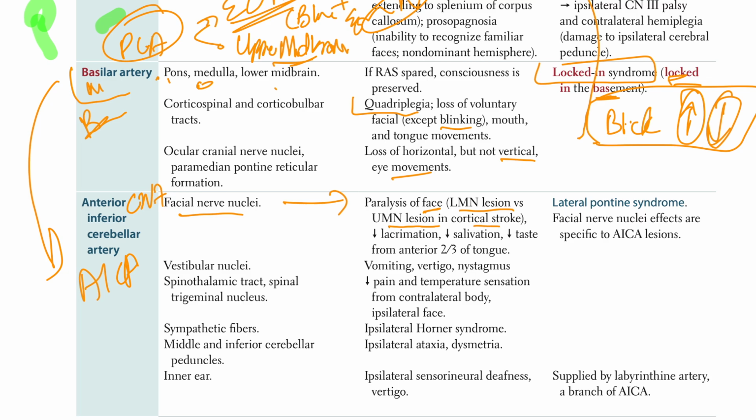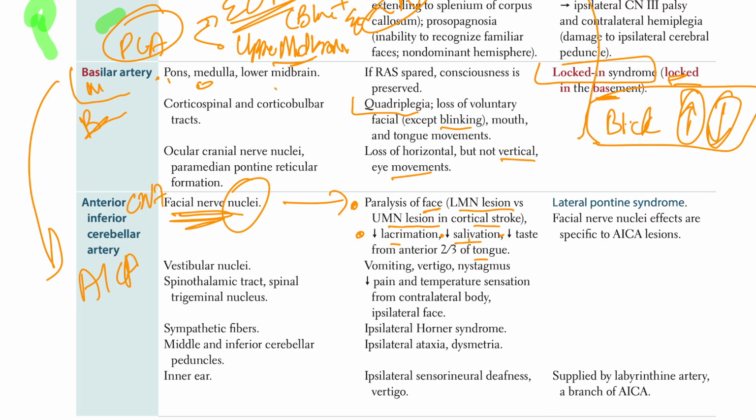Also, you will have paralysis to the face, decreased lacrimation, decreased salivation, and decreased taste from the anterior two-thirds of the tongue. So all of the facial nerve nuclei functions will be lost because the blood supply to the nuclei is out, causing paralysis of the face, lacrimation, salivation, and taste out.